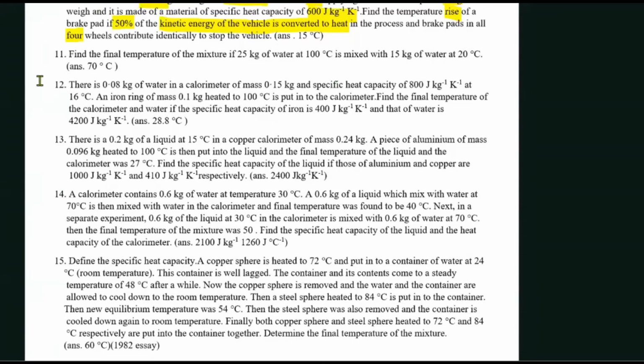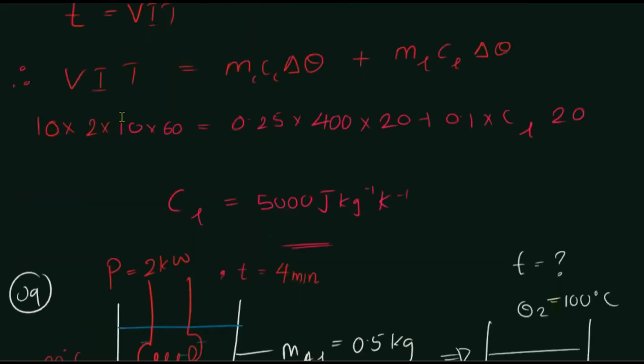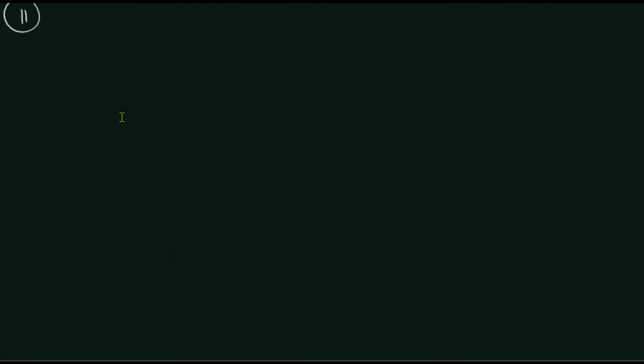Right. So let's see the 11th question, guys. It says, find the final temperature of the mixture if 25 kilograms of water, which is at 100 degrees Celsius, is mixed with 15 kilograms of water, which is at 20 degrees Celsius. It's a pretty easy question, if you see.